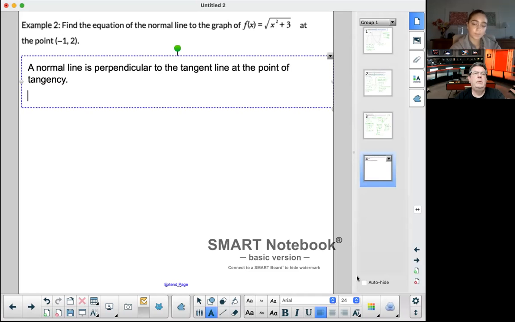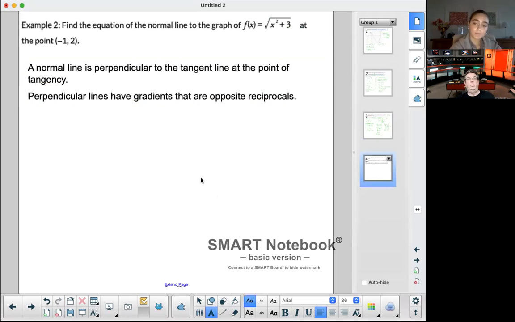Okay. Perpendicular lines have gradients that are opposite reciprocals. Meaning you take the reciprocal and change the sign. You negate it. Okay. You want to do this one?